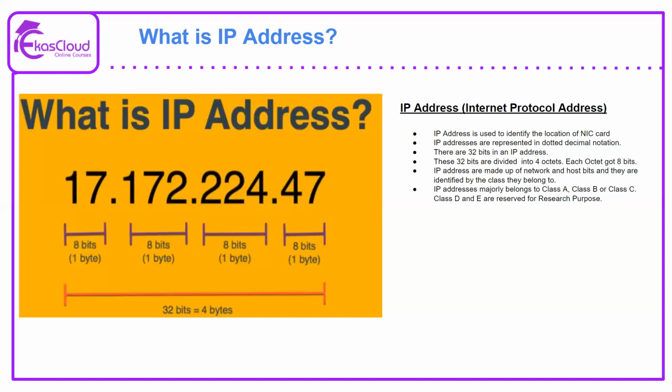The one we are seeing on the screen right now, for example 172.224.47, is an example of an IP address denoted in dotted decimal numbers. This is human understandable, whereas for the actual computer, this will be translated into 4 octets, each made up of 8 bits. And each 8 bits will be represented in binary notation, which is made up of 0 and 1.